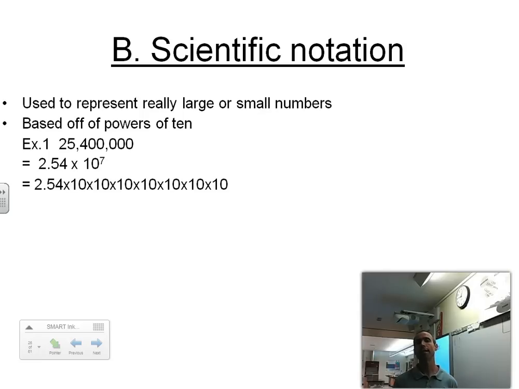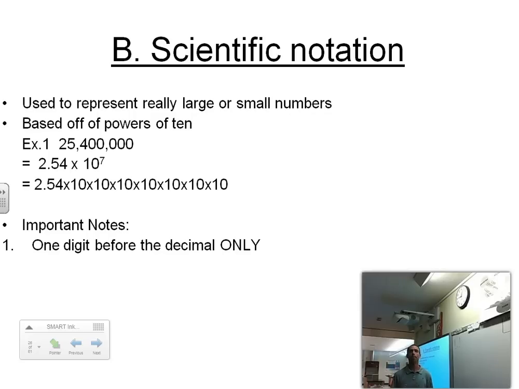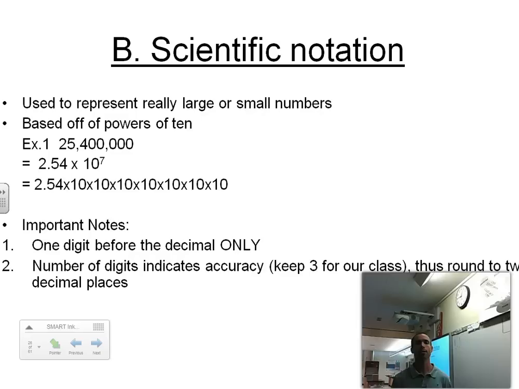A couple things to note about scientific notation. When we write something in scientific notation, there's only going to be 1 digit before the decimal. So always 1 digit before the decimal. The number of digits in our notation indicates the accuracy, and we got into a little bit of that with our measurement. Scientists take that very seriously. But just for our class, we're going to keep 3 digits. And so in scientific notation, I always want you to have 2 decimal places. That'll just make it a little bit easier.